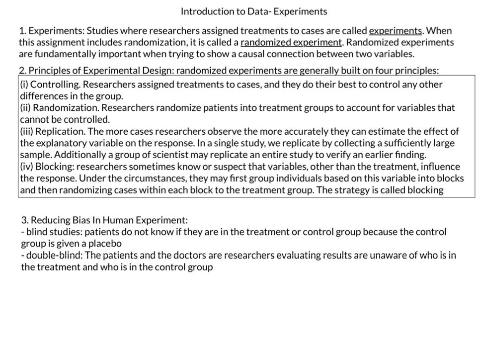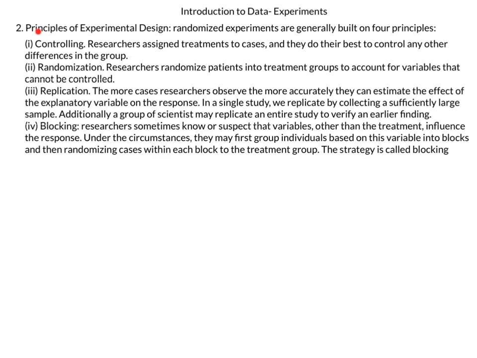Randomized experiments are generally built on 4 principles: controlling, randomization, replication, and blocking. So let's look at each of those. The first one is controlling. Researchers assign treatments to cases, and they do their best to control any other differences between the treatment and control group.